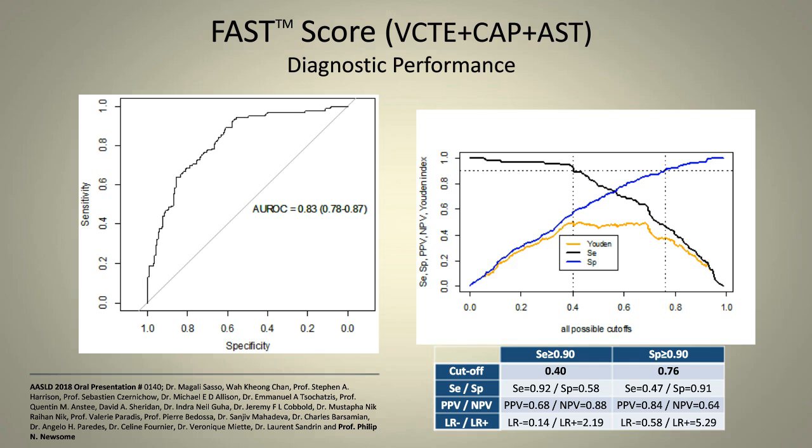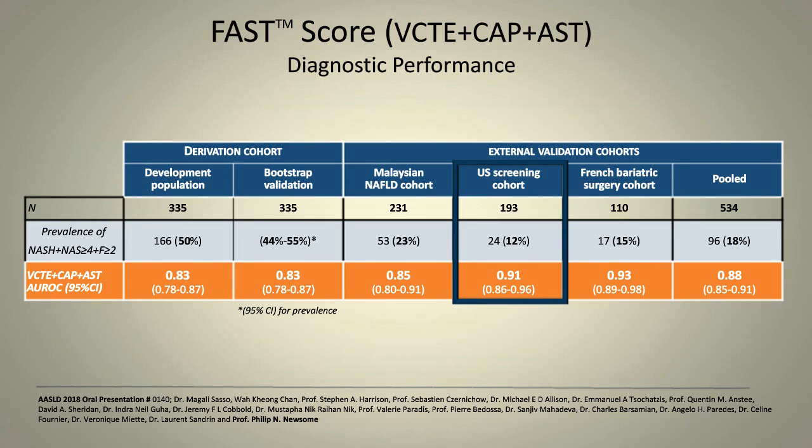Now, again, I just wanted to show this data in a table that represents what the ROC was using VCTE+CAP+AST in the derivation population, in the internal validation population, in the Malaysian cohort, the U.S. screening cohort, and the French bariatric surgery cohort. So since most of us are in the U.S., I'm focusing on that in this box that's highlighted here. Ultimately, the ROC was 0.91, which is a very good test for picking up people with NASH, NAS of 4 with F2 or greater fibrosis.